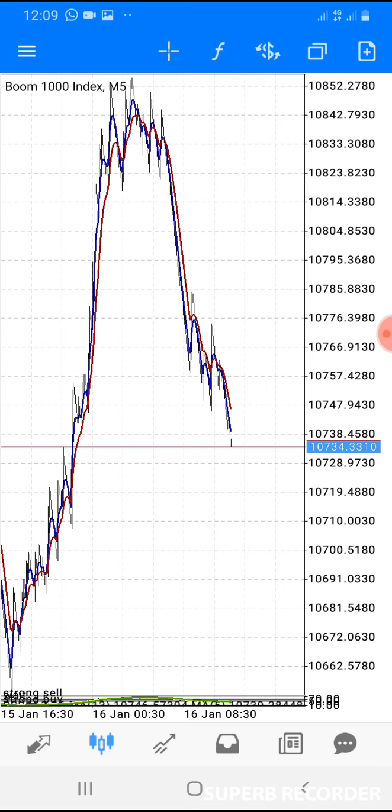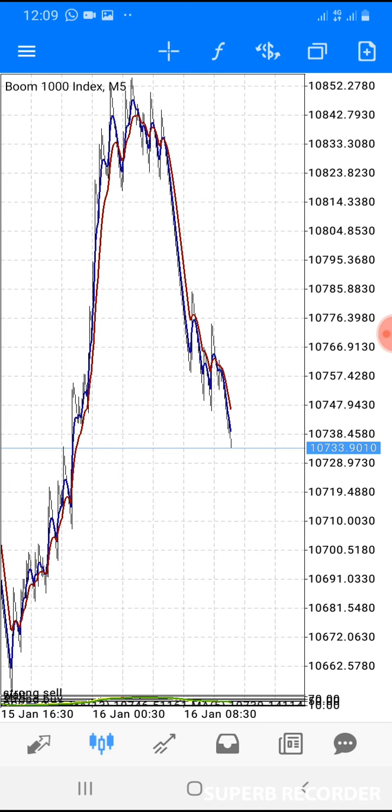Okay, so the first thing that you need to remember is that the trend is your friend. You're going to open your boom or your crash. Let's start with boom. You're going to open your boom 500 or boom 1000. Right here I'm opening the boom 1000. First you're going to determine the trend. You're going to do a trend analysis, and you have to know: are we in a downtrend or in an uptrend?